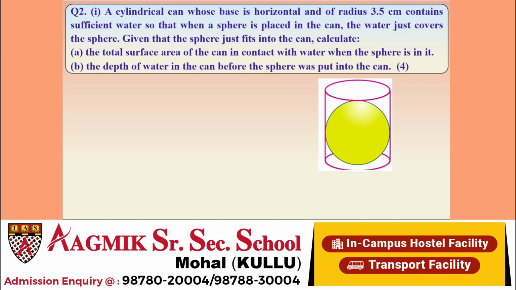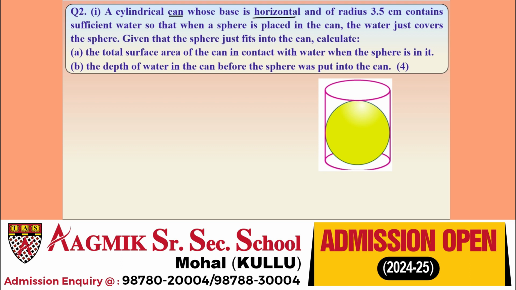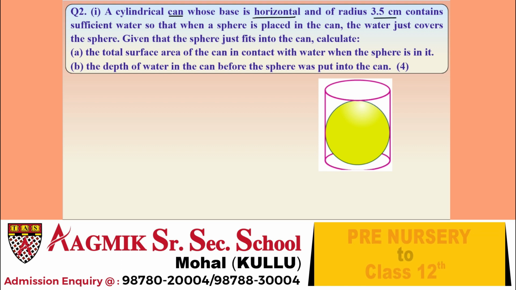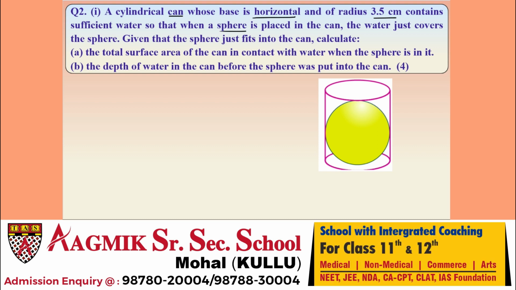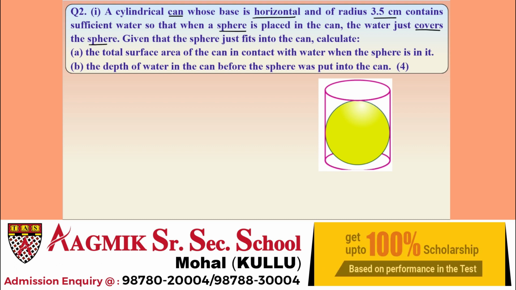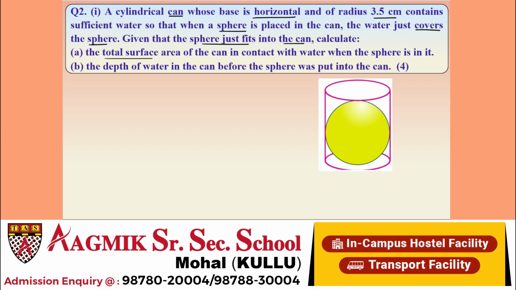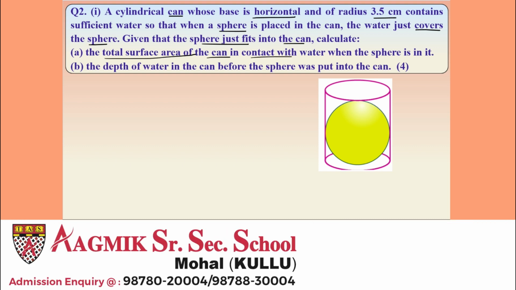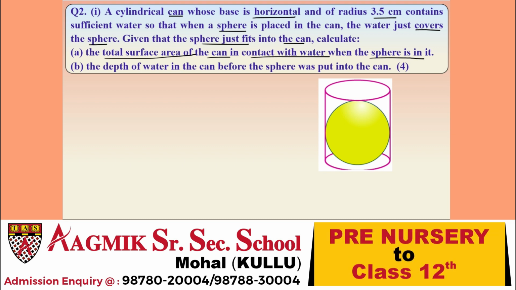Question number 2 here is that a cylindrical can whose base is horizontal and of radius 3.5 centimeters contains sufficient water so that when a sphere is placed in the can, the water just covers the sphere. Alright. Now given that the sphere just fits into the can, we need to calculate total surface area of can in contact with water when sphere is in it.